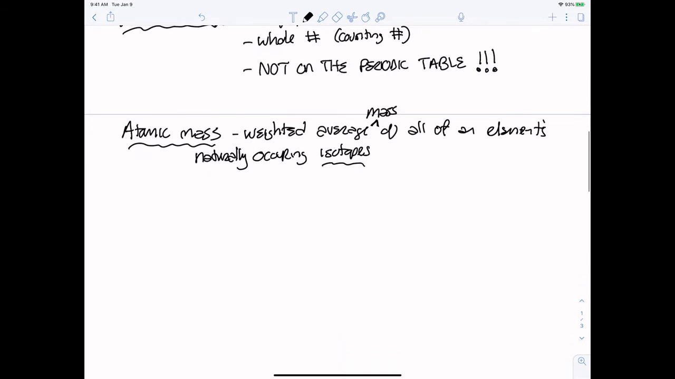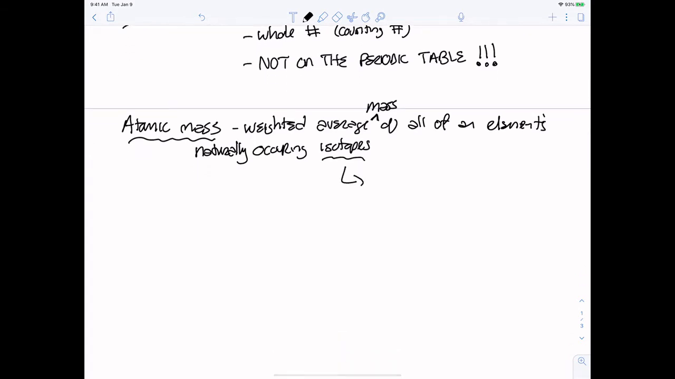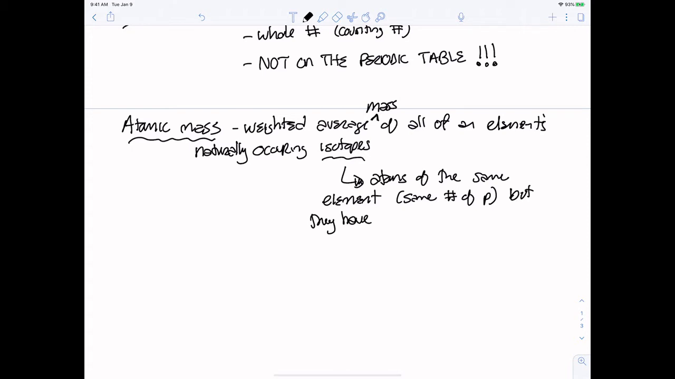I mentioned it a few minutes ago, but an isotope, these are atoms of the same element. So if they're atoms of the same element, they're going to have the same number of protons. Remember, if the number of protons were different, they're a different type of atom. They belong to a different element. So atoms in the same element, they have the same number of protons, but they have different mass numbers.